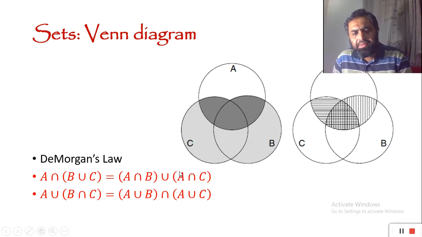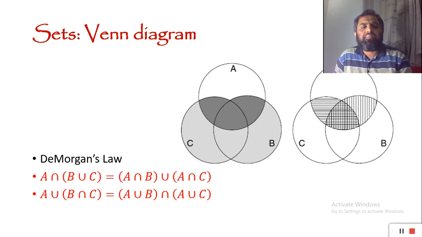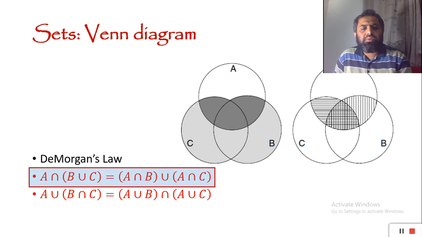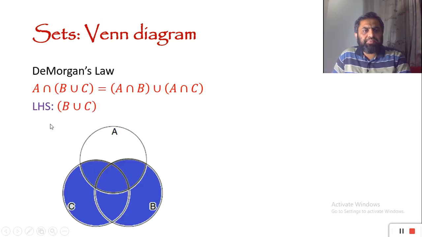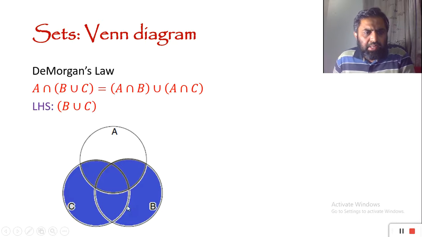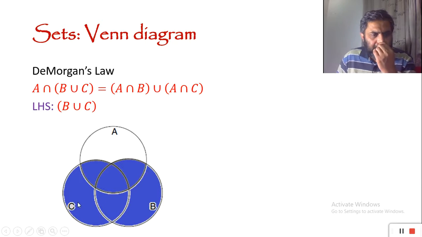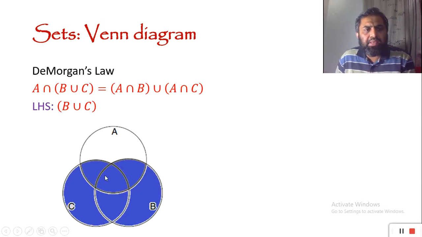I'm going to just describe the proof of the first part of De Morgan's law. So let's see the first part: A intersection B union C is equal to A intersection B union A intersection C. Let's take the left hand side first and then we move to the right hand side. In the left hand side, first we perform B union C. Over here you can see the shaded area in blue is B union C, so all of set B and all of set C is included.